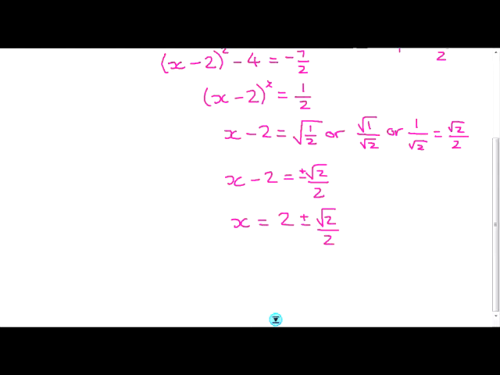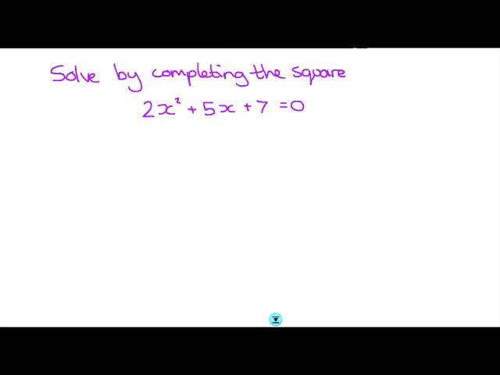Okay, one more. Let's try another one. So this one's going to be a bit of a harder completing the square, I think. It is. So rewrite this. So 2x squared plus 5x is negative 7. Divide everything by 2. So x squared plus 5 over 2 x equals minus 7 over 2.